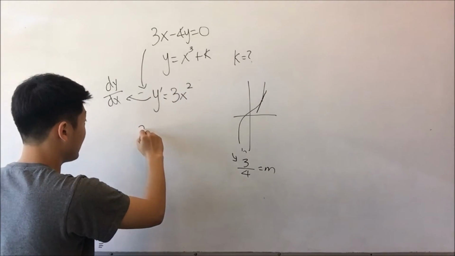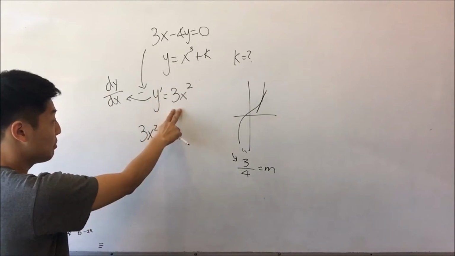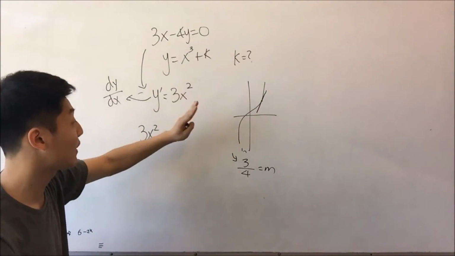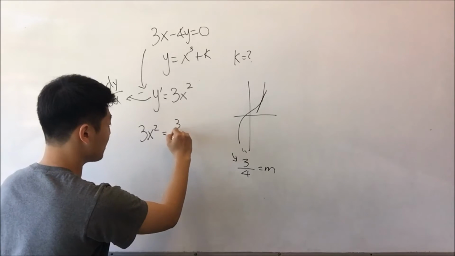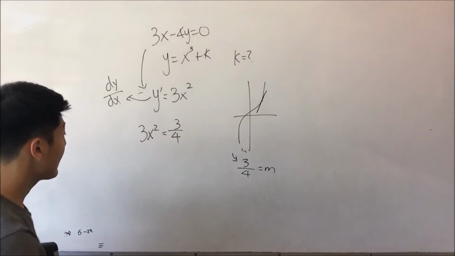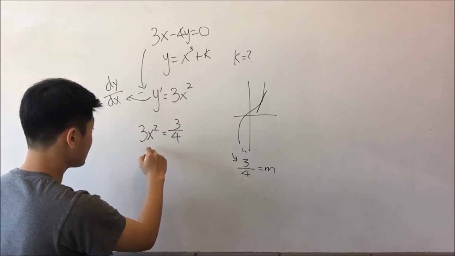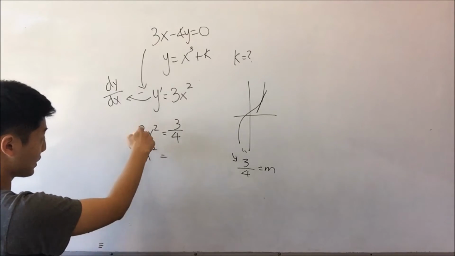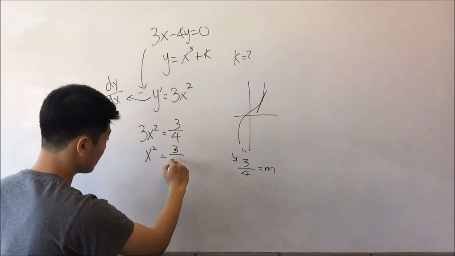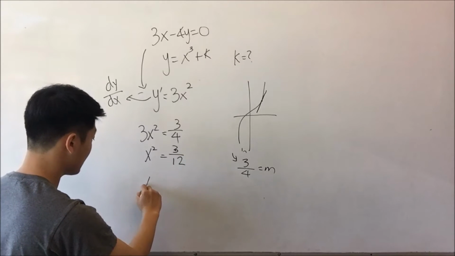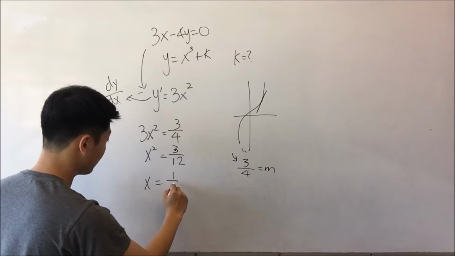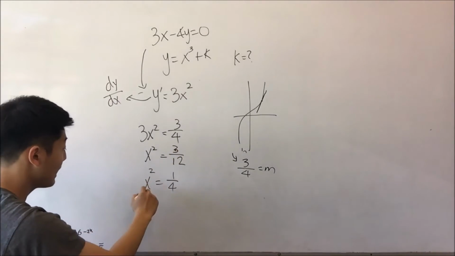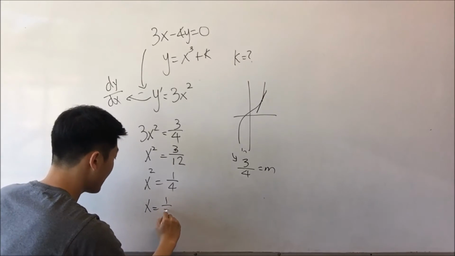So we know that now this is the slope, and we have proved that they both have the same slope, so it will equal 3/4. And by doing this, 3 goes to the bottom because we divide by 3 to 12, and x squared equals 1/4 because I simplified this down, and x equals 1/2.